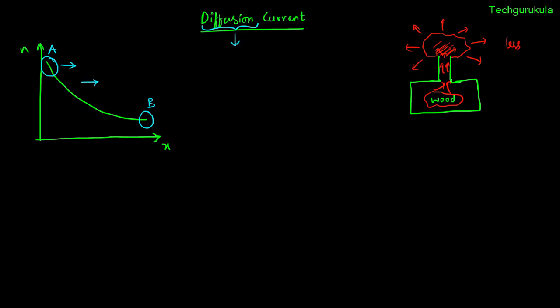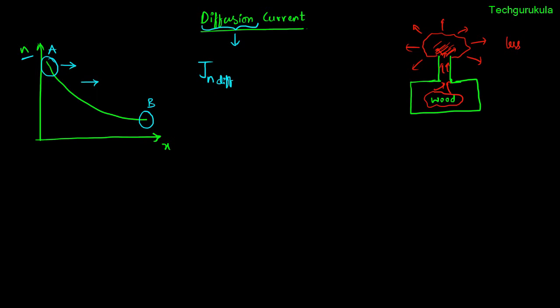Because the carriers are flowing, and we know these carriers have associated charge, it means the charge is flowing. When charge is flowing with respect to time, then we have some current. And that current is called the diffusion current. To start with, I'm going to discuss diffusion current density, which is represented with J. And as we are talking about diffusion current of electrons, I'm going to say Jn diffusion. This is the diffusion current.